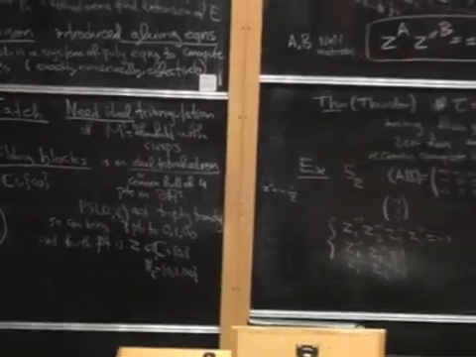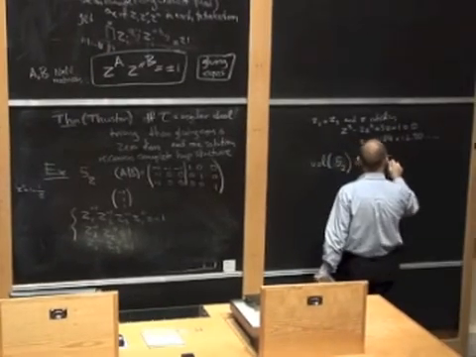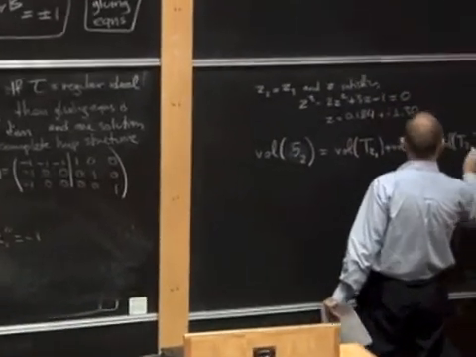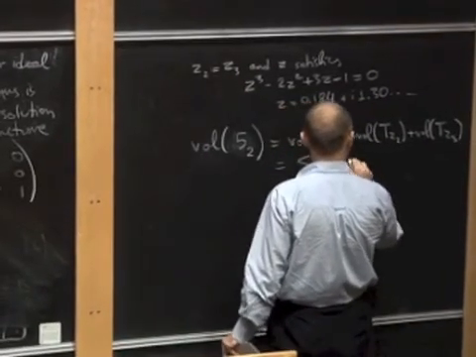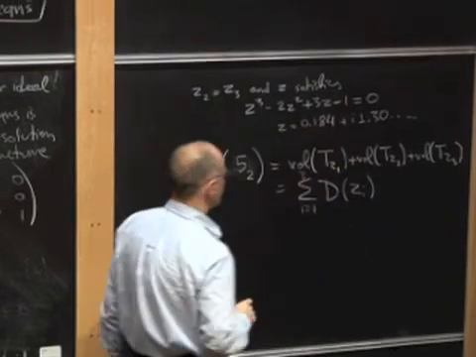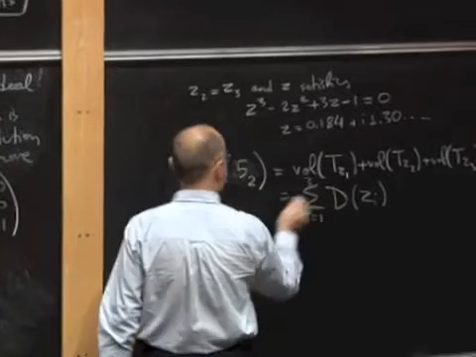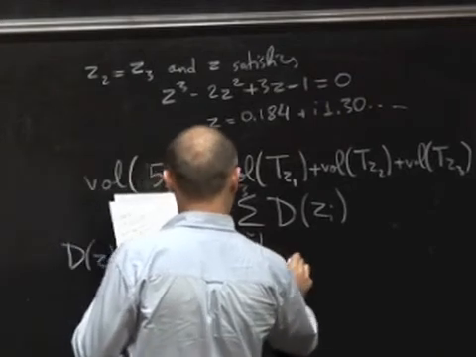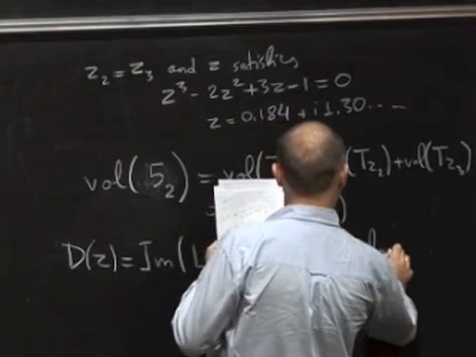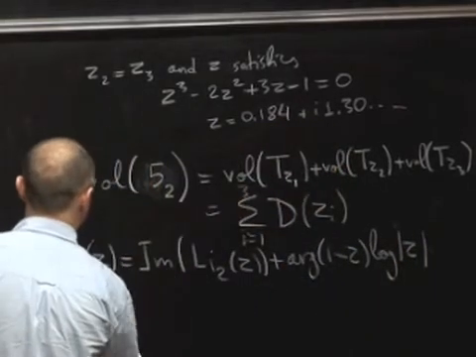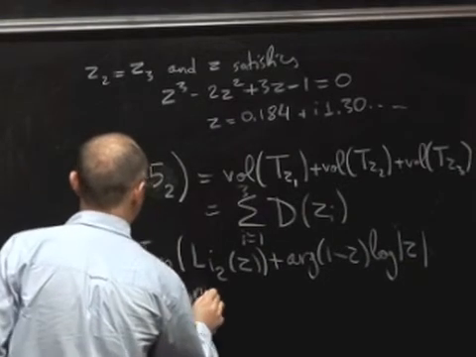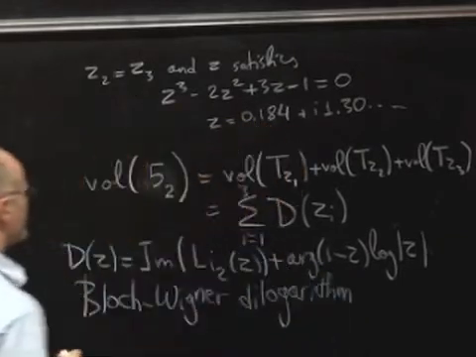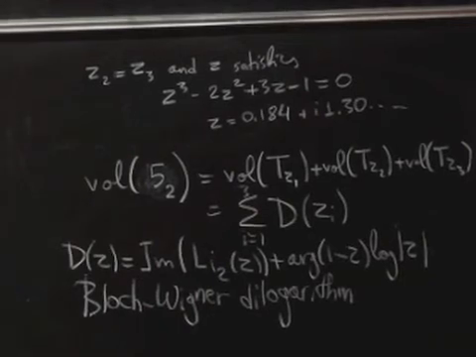In this case, I'll do the example of the volume of 5_2. That is the volume of T(z1) plus the volume of T(z2) plus the volume of T(z3), which is the sum of a single special function, which is nothing but the Bloch-Wigner function, argument of 1 minus z times log z. Bloch-Wigner dilogarithm. It is a period, or the imaginary part of a period.